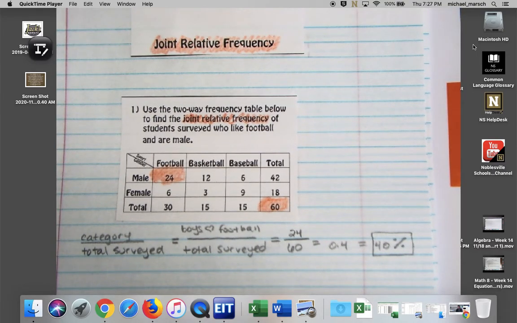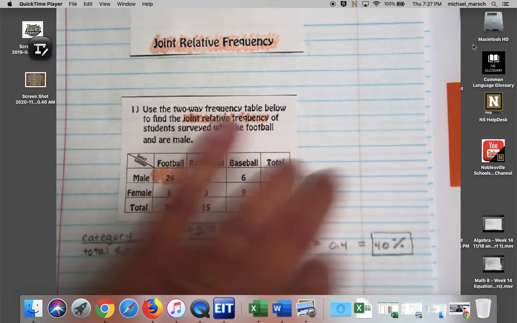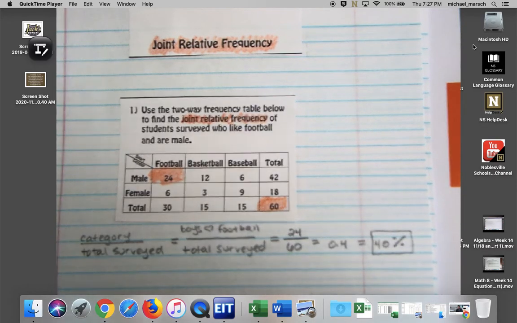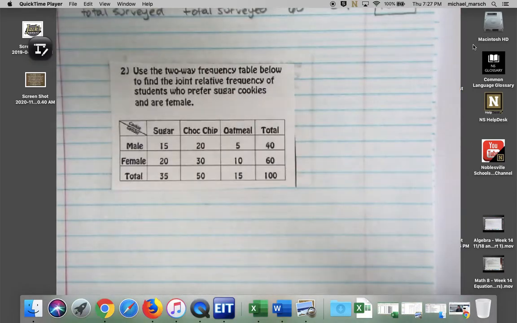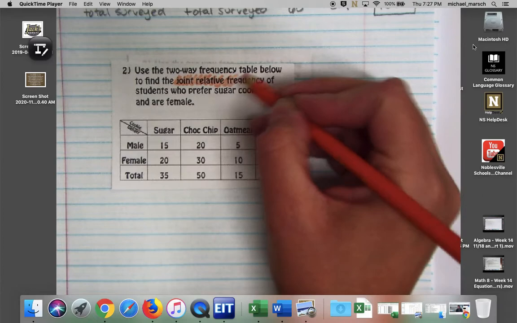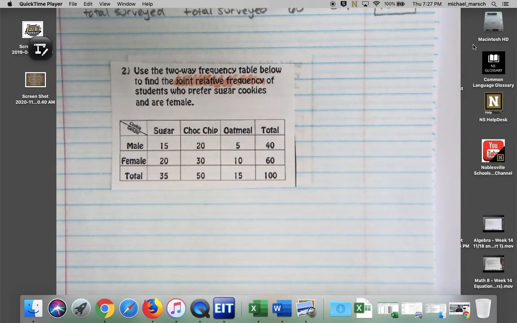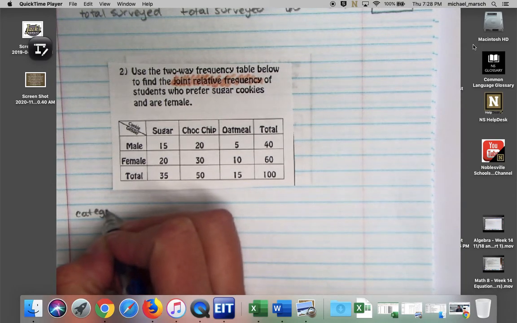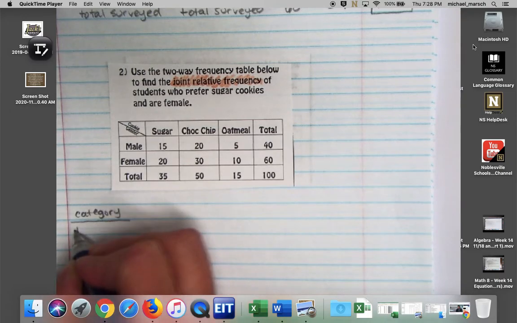So again, take the time, don't do any shortcuts. The students that do shortcuts historically do horrible on frequencies because they can't be bothered to take the time to write the things out and get it accurate. Okay, so please, please, please take your time. All right, now let's move on to question 2. Use the two-way frequency table below to find joint relative frequencies. All right, so you know me, I like to highlight. Joint relative frequency of students who prefer sugar cookies and are girls. So I'm going to write this out again. I'm going to do category compared to total surveyed.